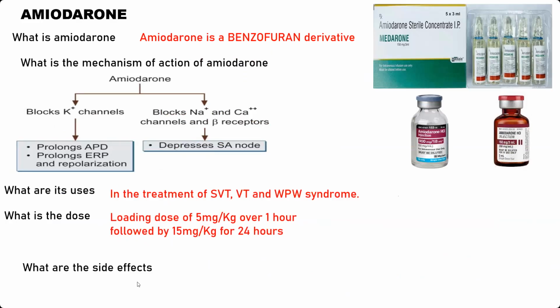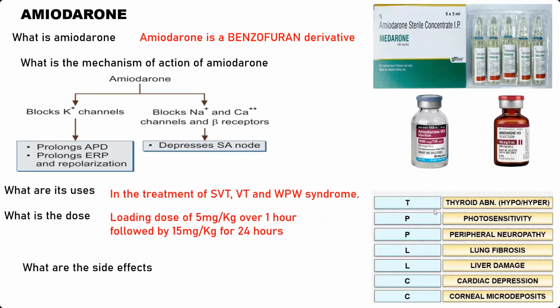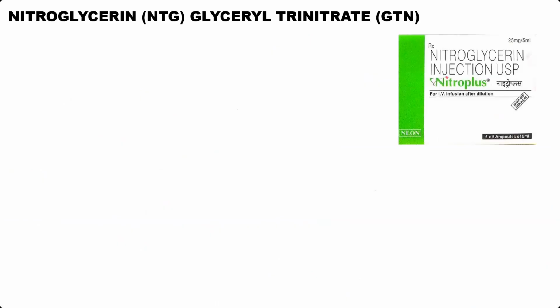What are the side effects? Hypotension, and hypothyroidism, hyperthyroidism with long-term use. Okay. The thyroid abnormality, both hyper and hypo, photosensitivity, peripheral neuropathy, lung fibrosis. These are all long-term effects, and liver damage, cardiac depression, corneal microdeposits. Okay. So this is how you can remember: T, PP, LLCC.